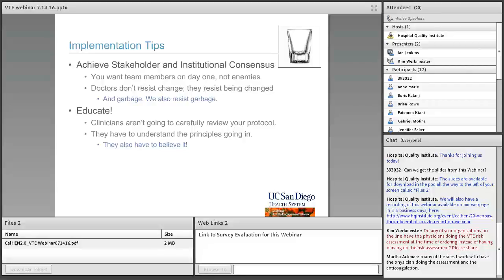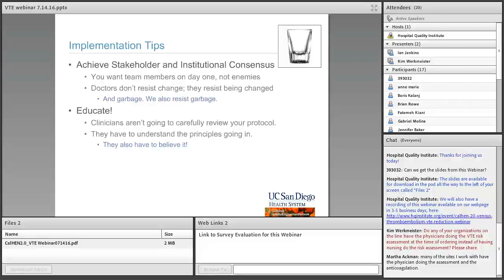Education. When you admit patients, you may find that they're not actively reading your protocol each time. Doctors are not going to do that. They're going to sort of click through it. So you want to make sure that the physicians know what's in there and generally what they should be doing, because they have to understand it and they have to believe that it's important when they get to your protocol.